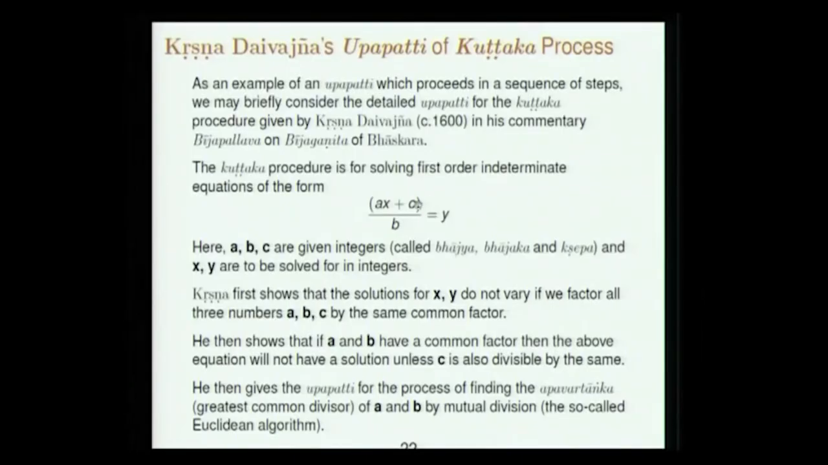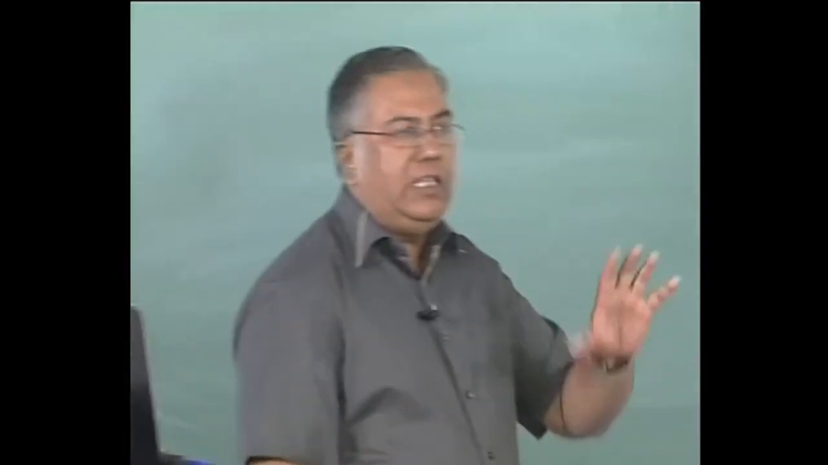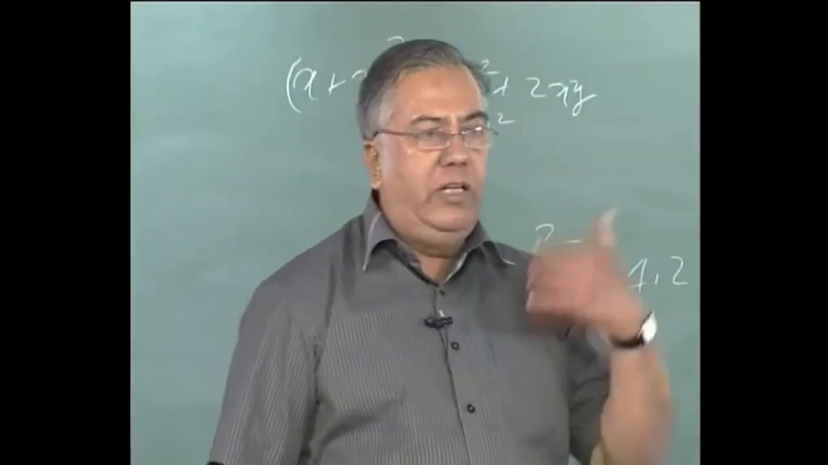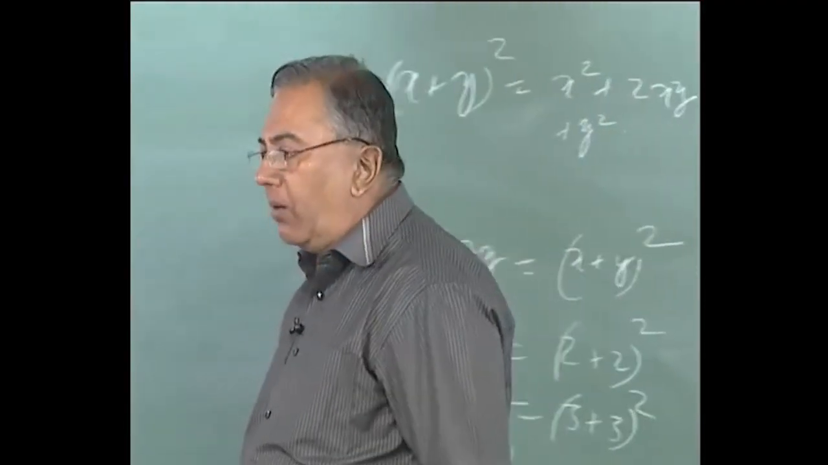A is called the Bhajya, B is called the Bhajaka, C is called the Kshepa, and X is called the Guna, Y is called the Labdhi. These are the technical terms for all these quantities in Kuttaka. So, what does Krishna do? Krishna Daivajna first shows that X and Y do not change if we divide all the three numbers A, B, C by the same factor. Then he shows that if A and B have a common factor, then the above equation will not have a solution unless C is also divisible by the same factor. This you already know: the GCD of the coefficients of X and Y should divide the Kshepa, then only the Kuttaka problem has a solution.